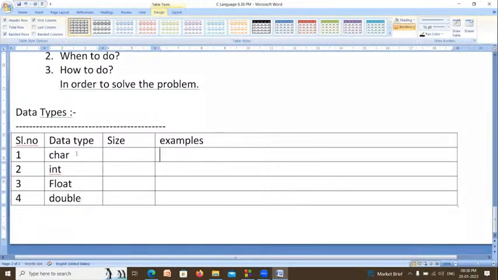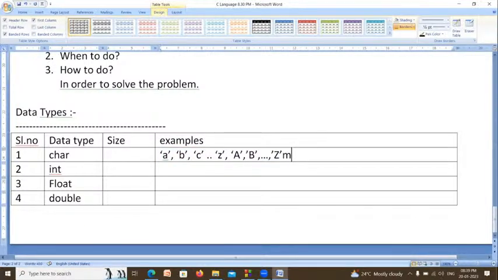Right. Now, what is the meaning of character? Character means alphabets. Small a is a character. Small b is a character. Small c is a character, and so on. Last one is z. Z is a character. Small a to small z, as well as capital A, capital B, and so on, capital Z. These are the characters.